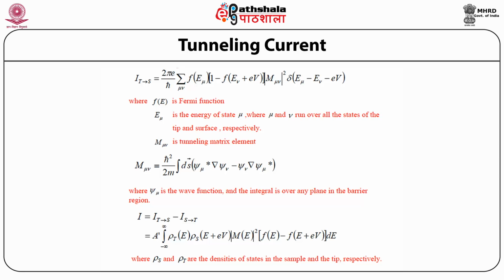So the current I will be equal to I_T→S minus I_S→T, equal to A prime multiplied by the integral from minus infinity to infinity of rho_T(E) multiplied by rho_S(E plus EV) multiplied by the modulus of M(E) the whole square multiplied by f(E) minus f(E plus EV) dE, where rho_S and rho_T are the densities of states in the sample and the tip respectively.